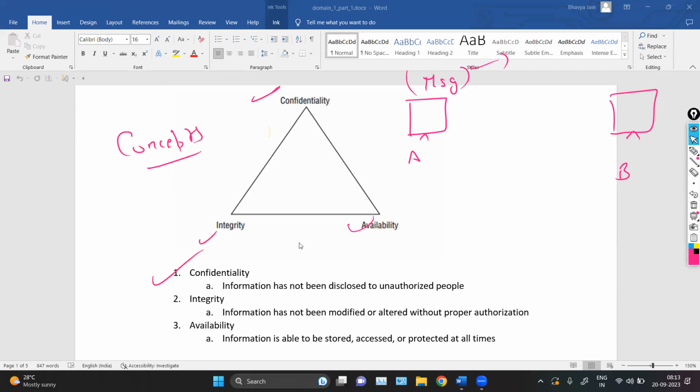So confidentiality, integrity, and availability, these are the concepts. Now, how to achieve these concepts, or how to fulfill or ensure these concepts? For this, we use techniques, right? For example, encryption, digital signatures, etc. That we will discuss later. But for now, the CIA triad, which is confidentiality, integrity, and availability, are the base concepts of cybersecurity.